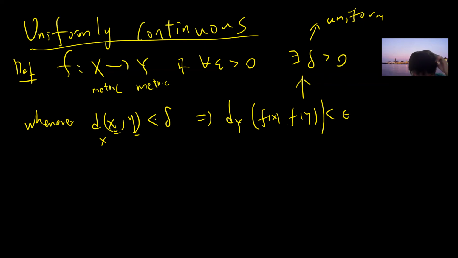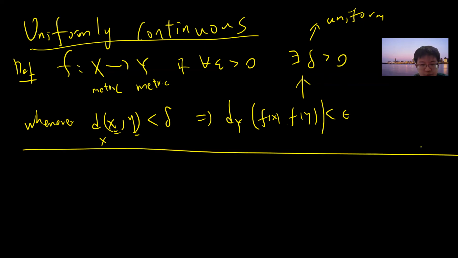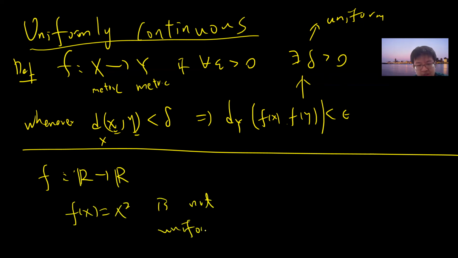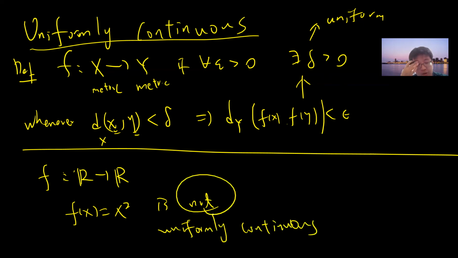This is a good exercise for you to prove that, for example, if f maps to R and f(x) is just x squared, then this is not uniformly continuous. It is an easy, good exercise to check. That means uniform continuity is not trivial, even if f is continuous. If f is continuous, it does not necessarily follow that it is uniformly continuous, even for a simple function.